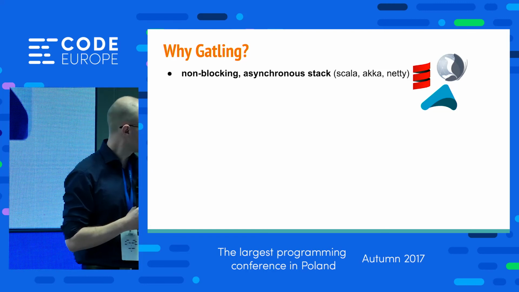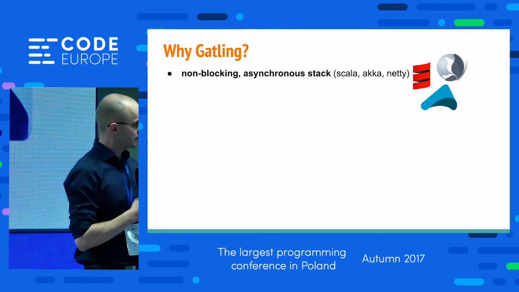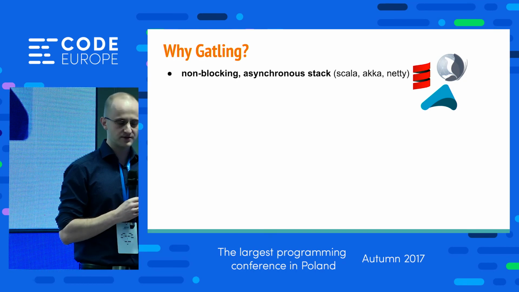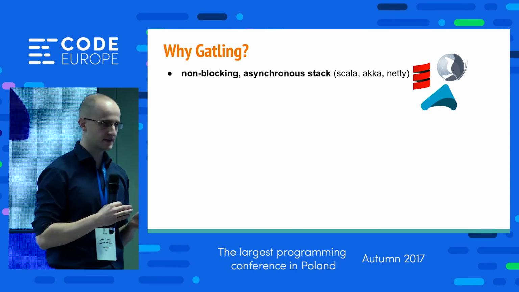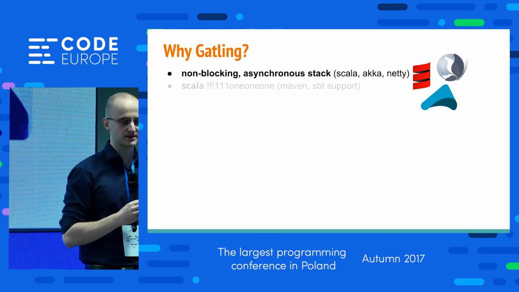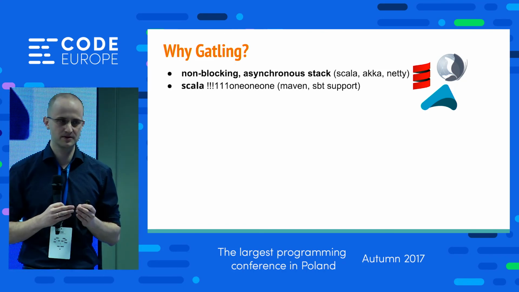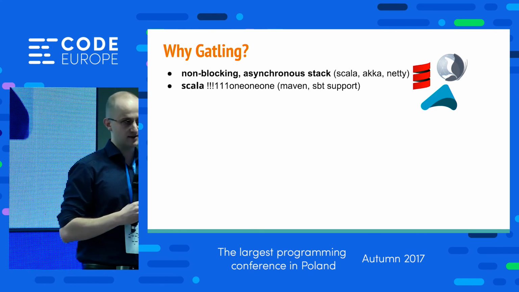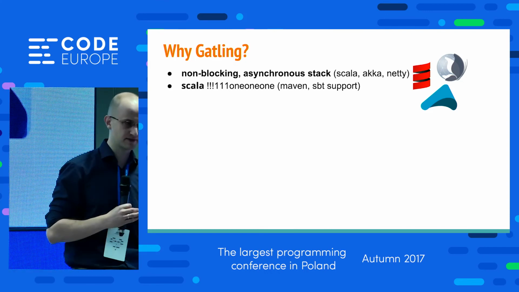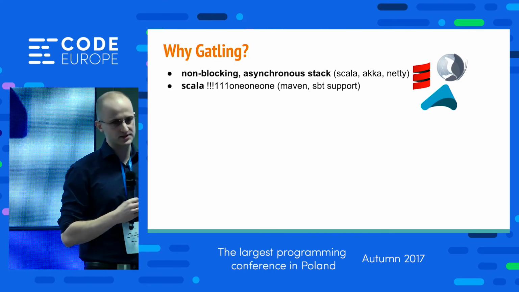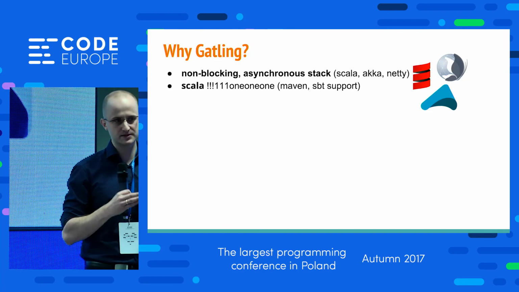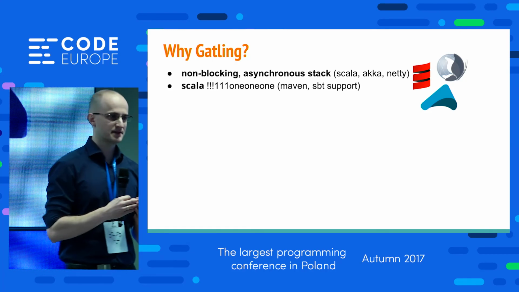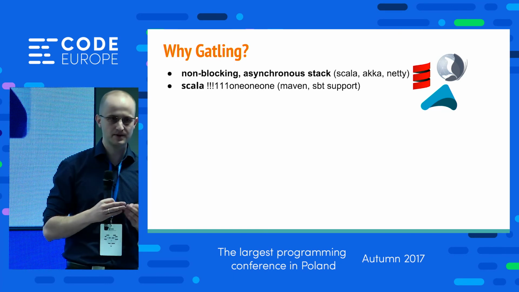Okay, why Gatling? It's based on a non-blocking asynchronous stack, so Scala and Akka. Each virtual user interaction is represented as a separate actor, and thanks to this you can generate huge load even from your local machine. On the other hand, in JMeter, for example, the only reasonable open source alternative to Gatling, each virtual user is represented as a separate thread. And to be honest, you can generate pretty decent load using JMeter as well, but it will cost you more RAM and more CPU.